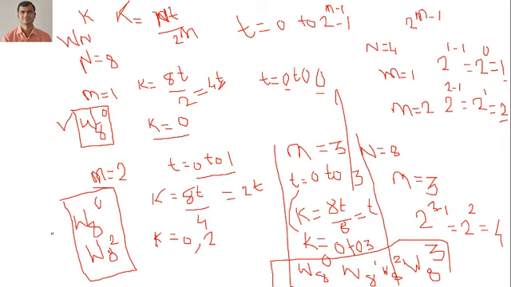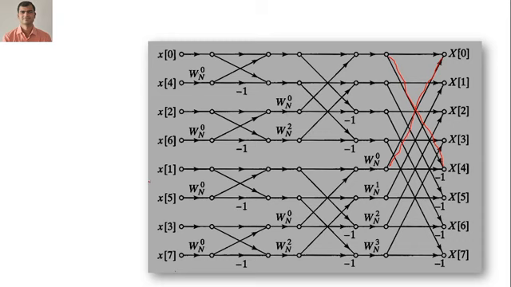For stage 2 we are having W80, W82. I will be telling you for how much time these twiddle factor exponents are going to repeat. W80, W82: here it is repeating 3 times, here it is repeating 1 time, and here there is no repetition.